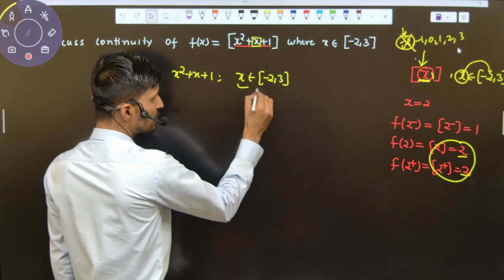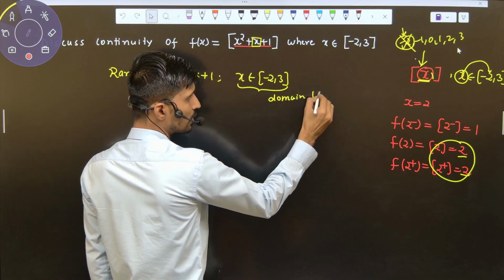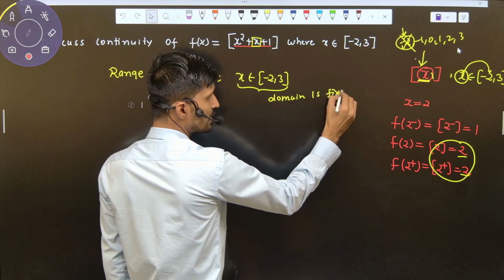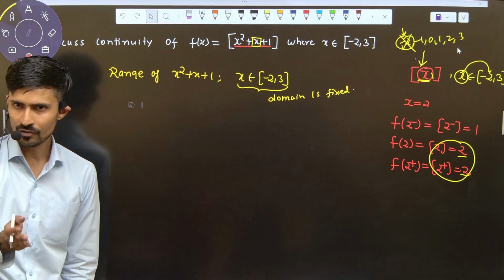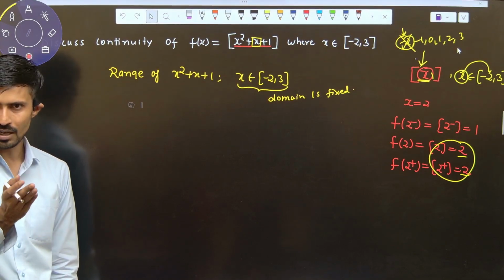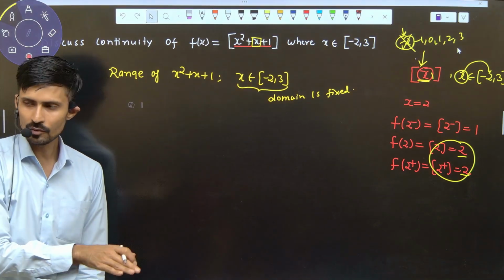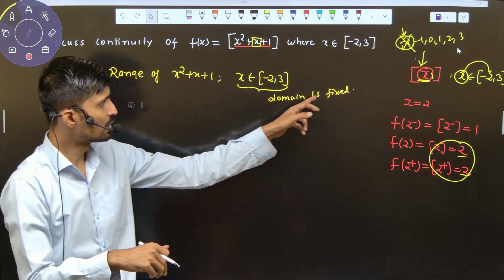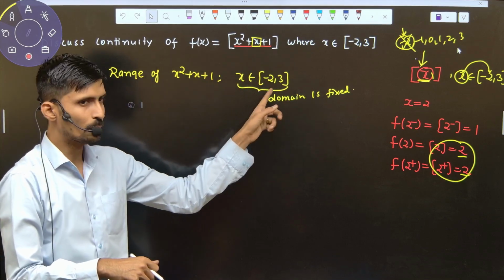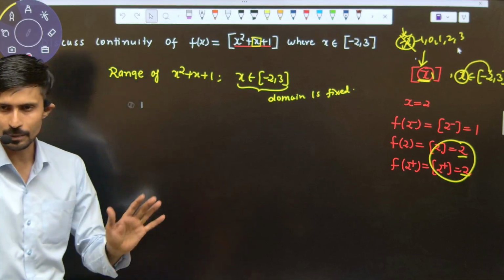So here the domain is fixed. Whenever the domain is fixed, take help of differentiation, because differentiation is a very easy process for finding range. After continuity, differentiability will come. After differentiability, differentiation will come. After differentiation, application of derivatives will come. In application of derivatives, you will know if the domain is fixed, how to find the range. I will tell you the full graphical method, with full explanation.